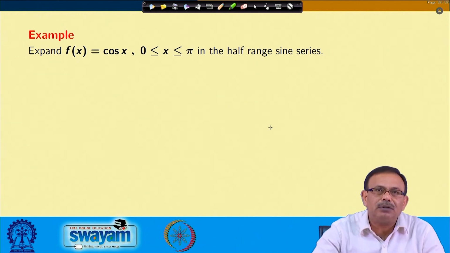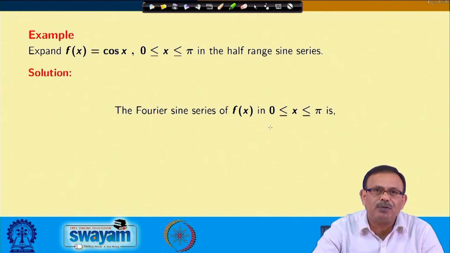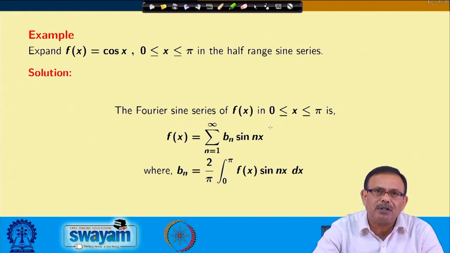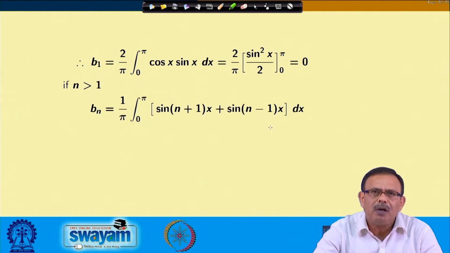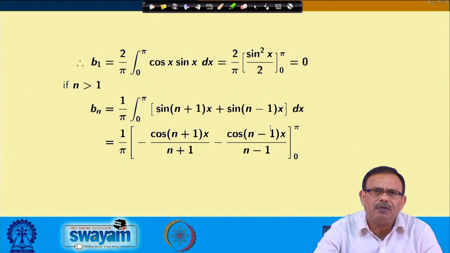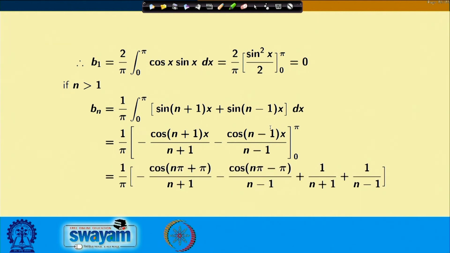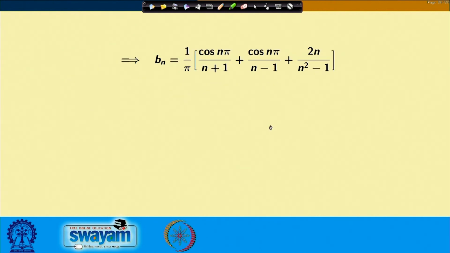Just we have done this thing, Fourier series of f(x) we are defining, f(x) equals this, where B_n is 2 by π integral 0 to π f(x) sin nx dx. Here we are writing cos x sin nx dx. From here B_1 we are calculating separately, reason already we have told you. For n greater than 1, now I am evaluating this, and if I go on simplifying, I am getting this result. From here B_n is this.